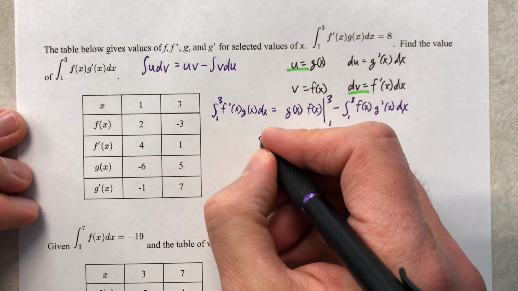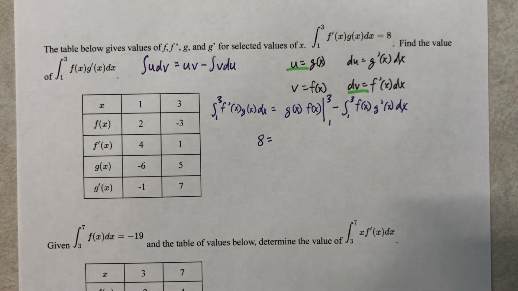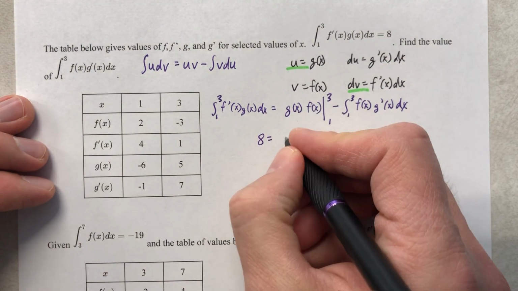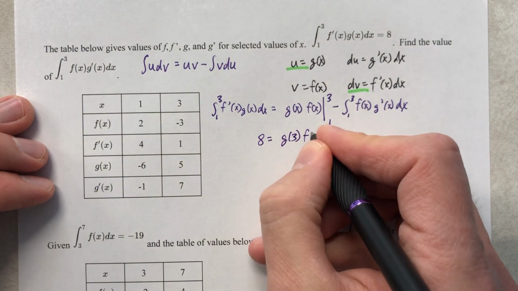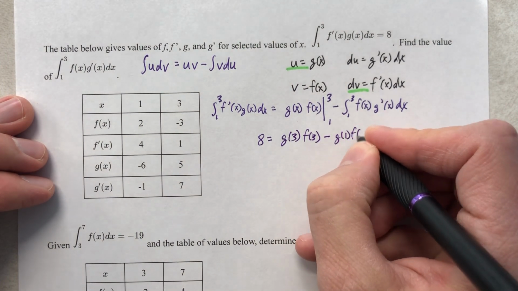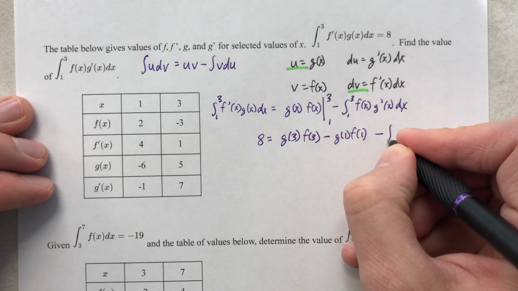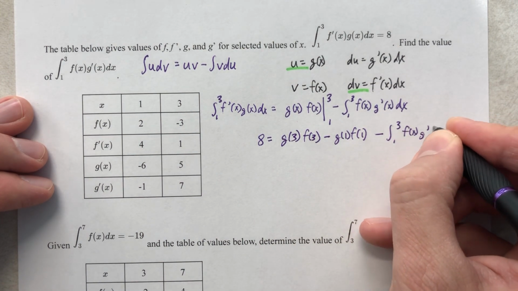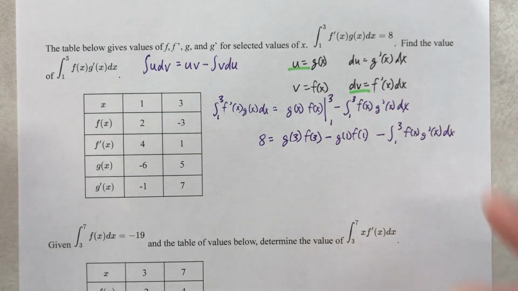Do you know what this is? Of course you do. They told you. Well, let's plug in the 3 into both of those. Okay, so I have g of 3, f of 3, minus g of 1, f of 1, minus the integral from 1 to 3 f of x g prime of x dx.